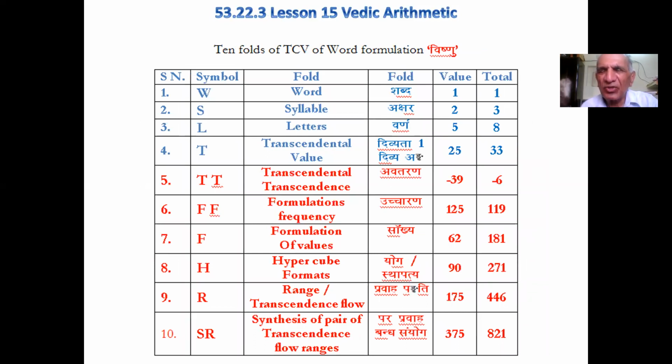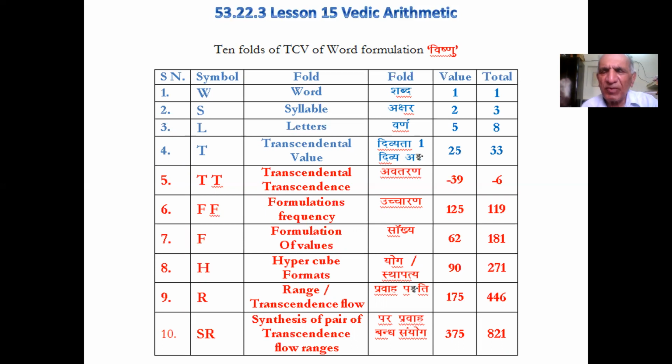Now the formulation Vishnu, which is also of TC value 25, is leading us to its 10 folds, and the values of these 10 folds are mentioned in column 5 as 1, 2, 5, 25.